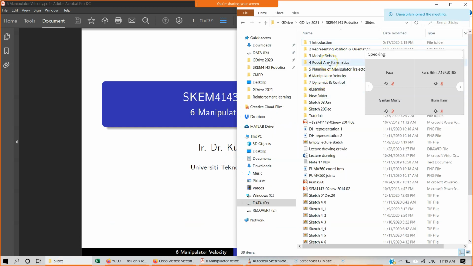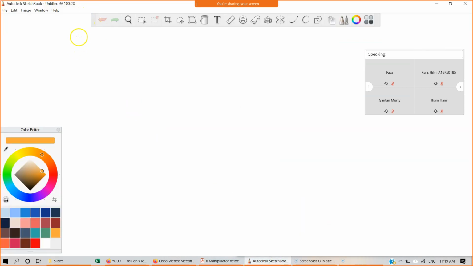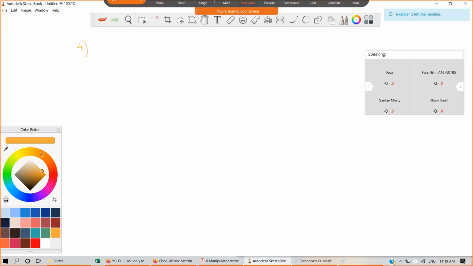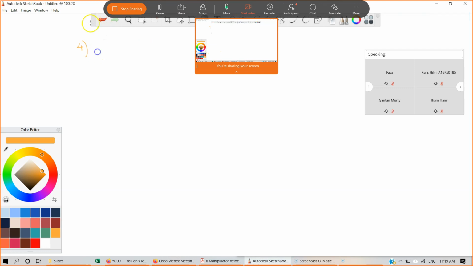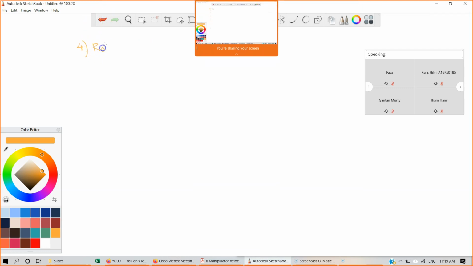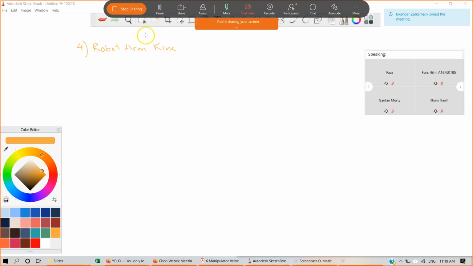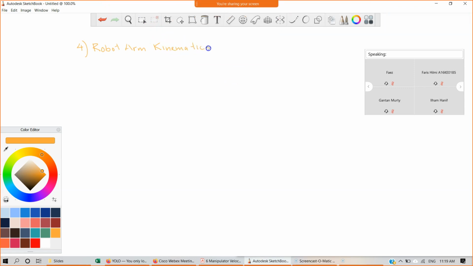In chapter 4, we talked about robot arm kinematics. In robot arm kinematics, generally we talked about forward kinematics and inverse kinematics, right?